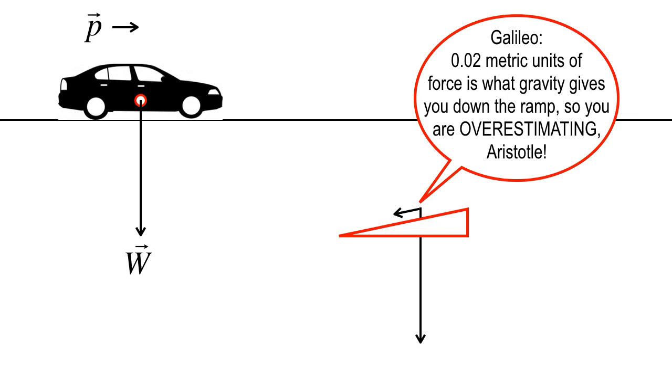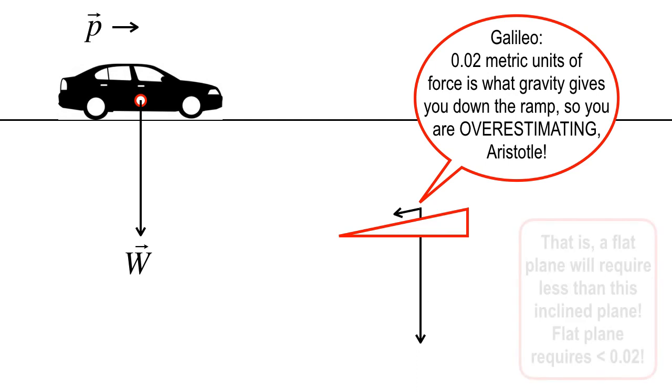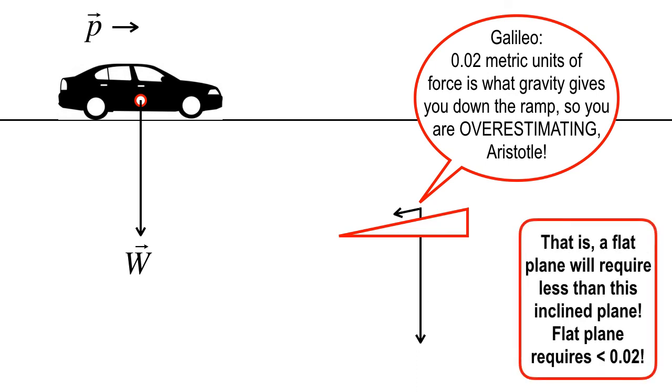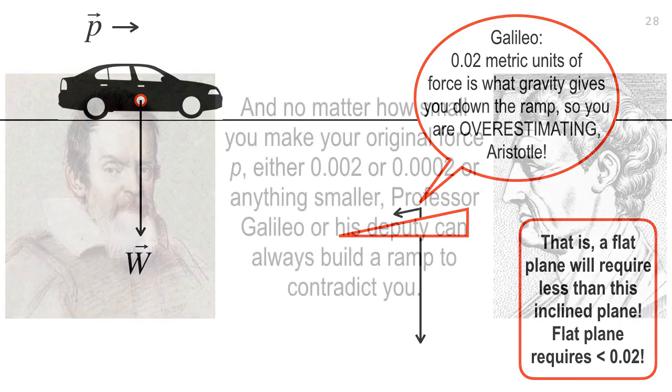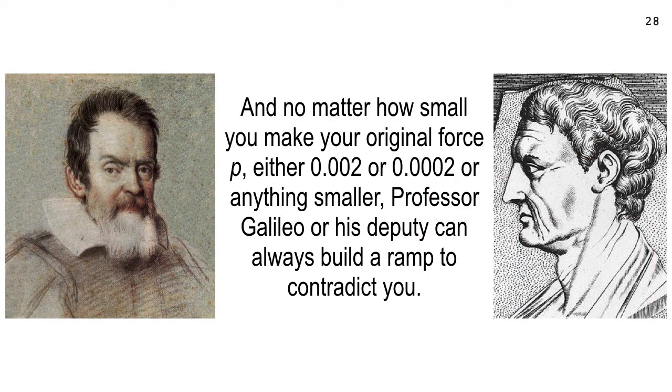A horizontal surface is going to be less than that. So the flat plane requires less than 0.02. But here's the worst part of it for Aristotle. No matter what Aristotle says, if Aristotle says, okay, maybe I overestimated, let's call it 0.002, Galileo could go out and build a ramp for that and say, no, we get that. Horizontal surfaces don't need that. You get that from a ramp at this tilt angle.